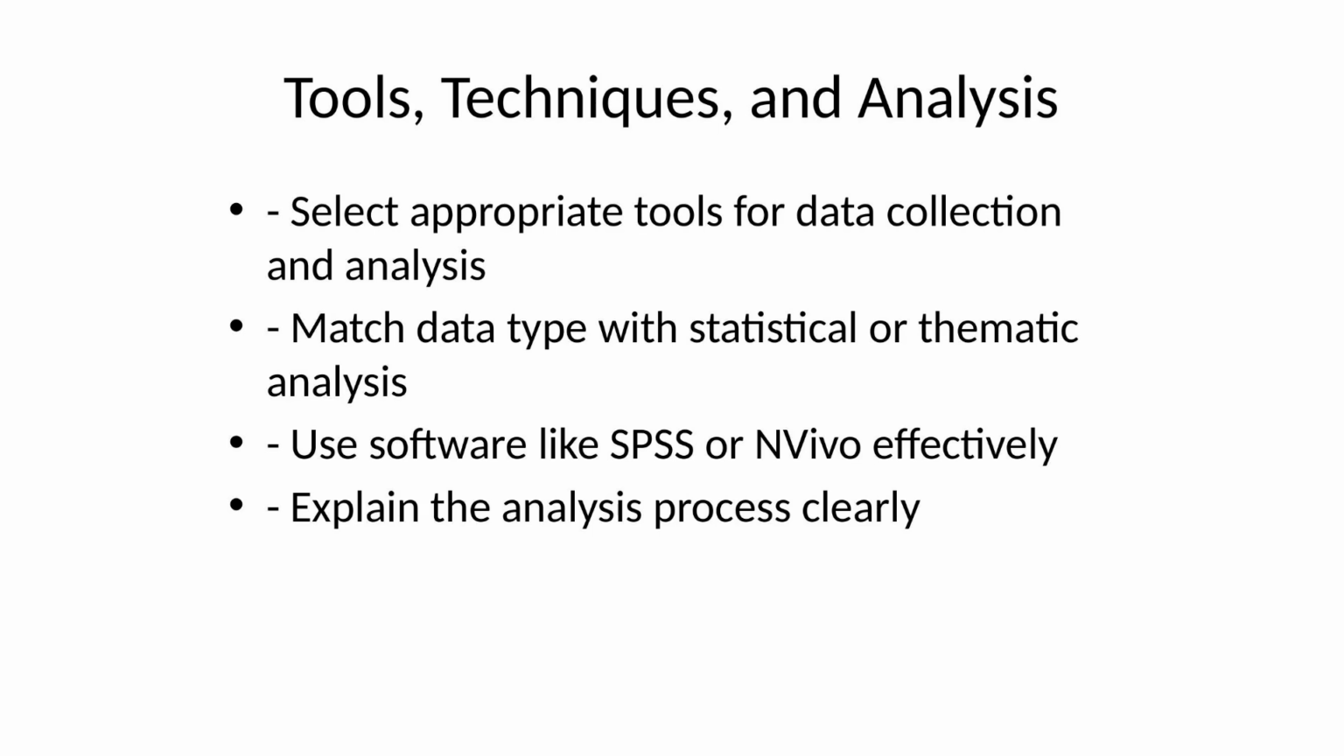Here, we focus on tools and techniques used in methodology. Once you have collected your data, you need to analyze it effectively. For quantitative data, tools like SPSS help in statistical analysis: mean, variance, chi-square tests, etc. For qualitative data, thematic analysis using NVivo allows categorizing recurring patterns or themes. It is essential to explain why a tool or technique was chosen. For instance, if your data includes survey results, SPSS helps calculate trends and correlations. If it's based on interviews, NVivo supports coding and thematic development.